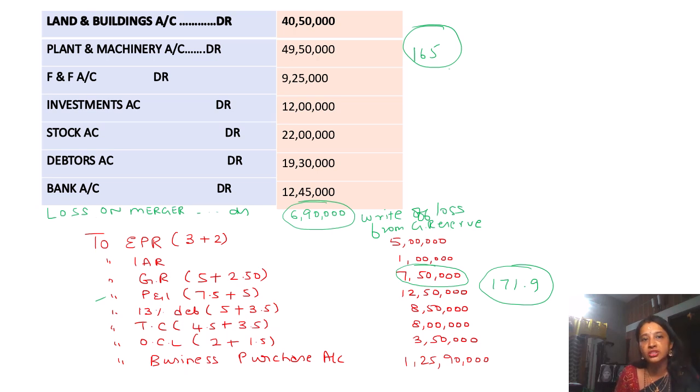Now loss on merger is a debit. To write it off, you will have to credit it. Where are you taking the amount from? You are taking the amount from the general reserve. Normally general reserve will have a credit balance. Now when you are taking out the amount from that, the entry will be reversed, so the general reserve account will be debited. The next entry will be general reserve account debit, to loss on merger, 6,90,000.